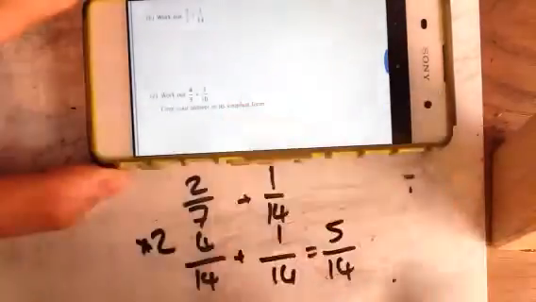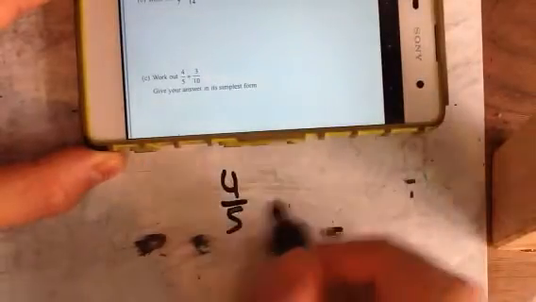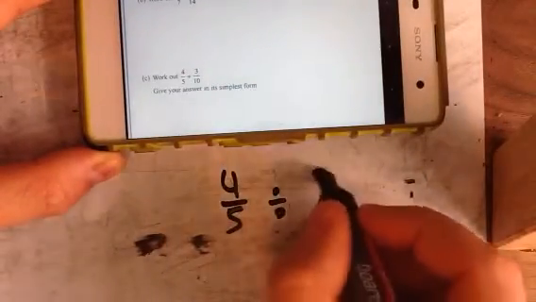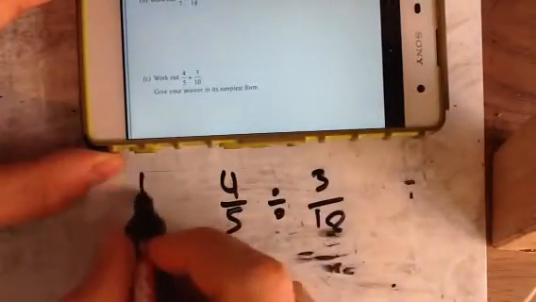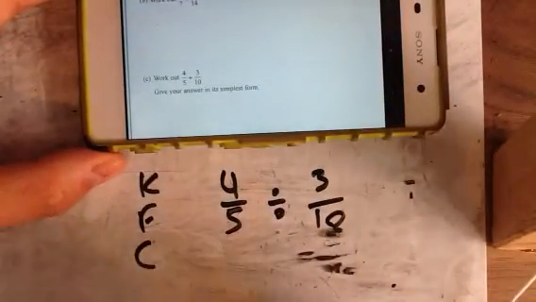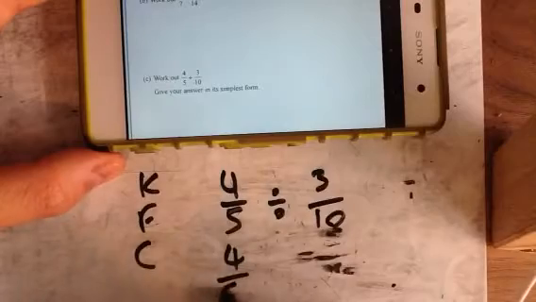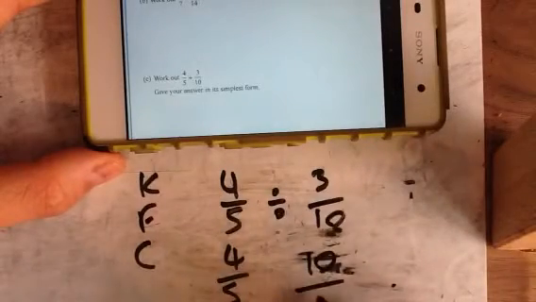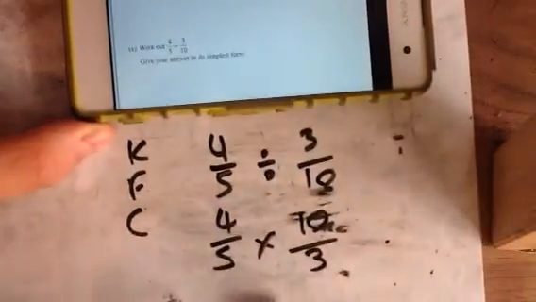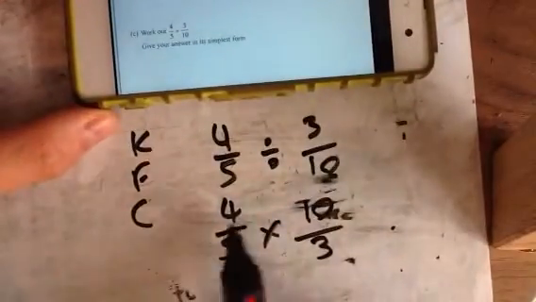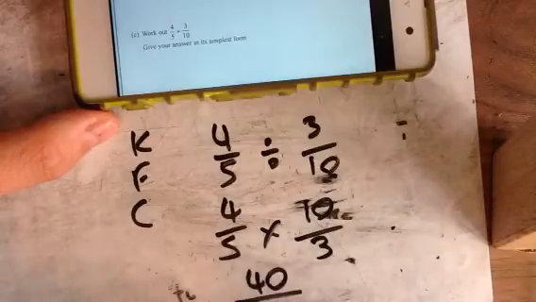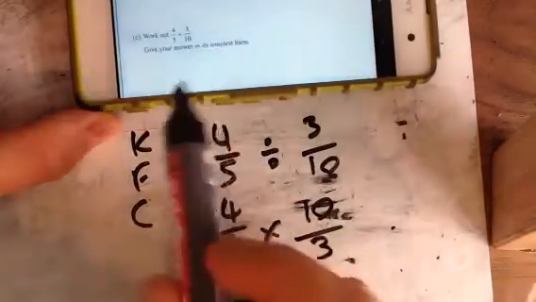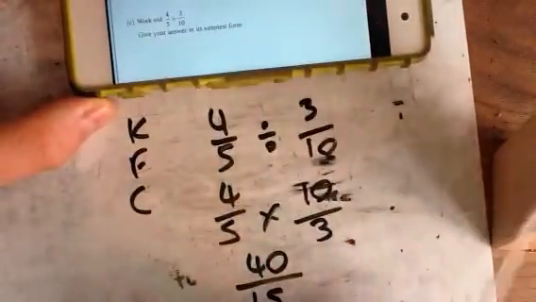Okay. My last one on this section, 4/5 divided by 3/10. Right, when we do this, we always do KFC, as in a chicken restaurant. Keep the first one, flip the second one, change the sign. Now we're multiplying fractions, which is a lot easier to do. 4 times 10 is 40. 5 times 3 is 15. It does say keep the answer in the simplest form, so we need to simplify this.